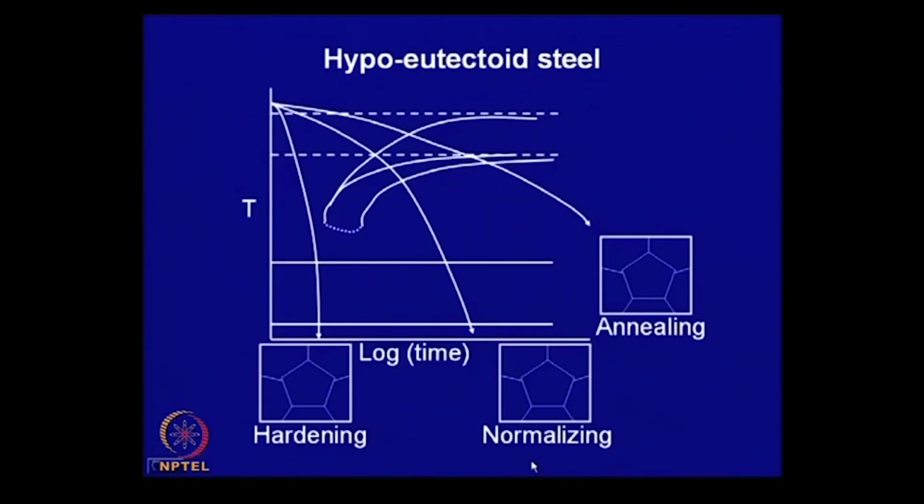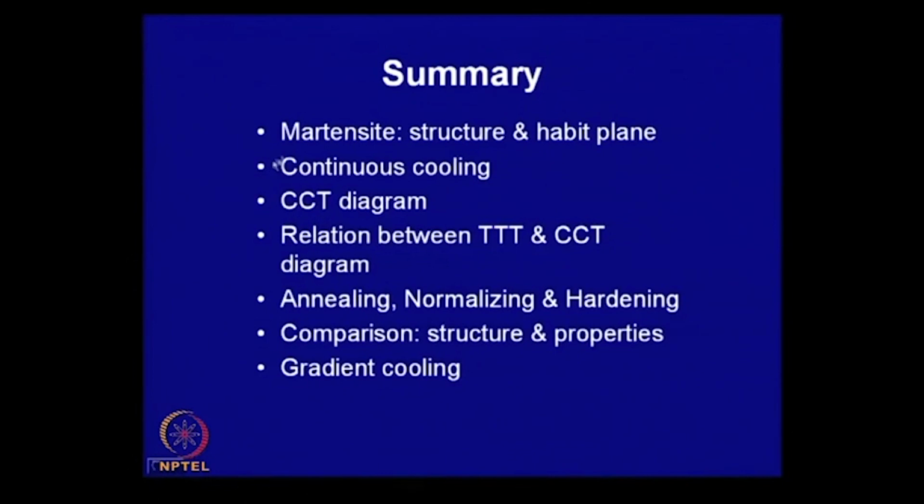So, to sum up, today we looked at the martensite structure and its habit plane, why it forms on certain specific crystallographic planes. We also looked at the continuous cooling process and the CCT diagram. We also saw the relationship between TTT and CCT and introduced three common heat treatment processes.